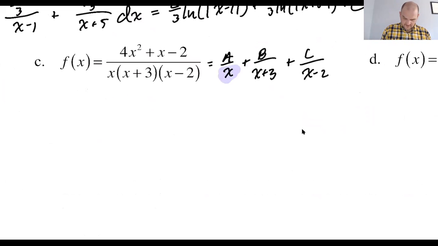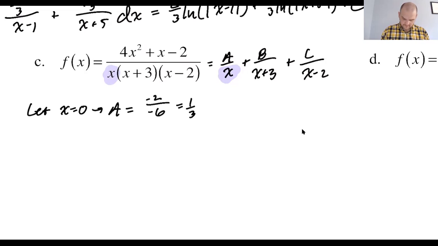All right, so what's underneath a? It's x. What makes x equal 0? We're gonna let x equal 0. It's gonna give us a. We go over here and we cover this up. Everything else is 0, so we get -2 over 3 times -2, -6. So we get 1/3. Okay, now we're gonna do it again.